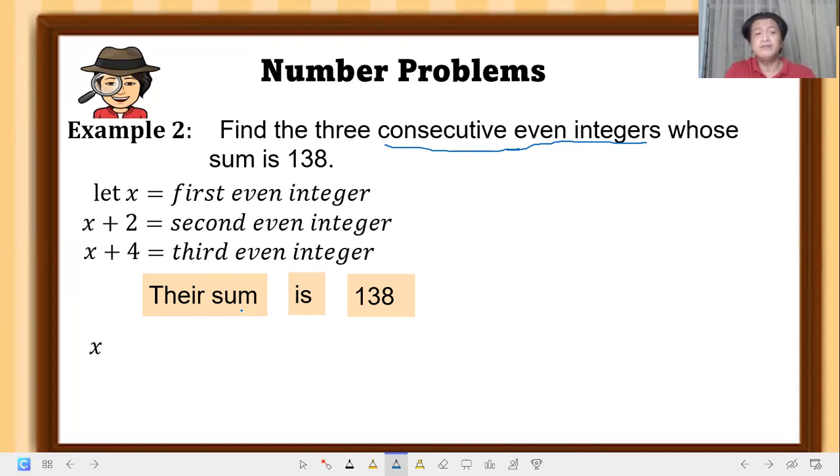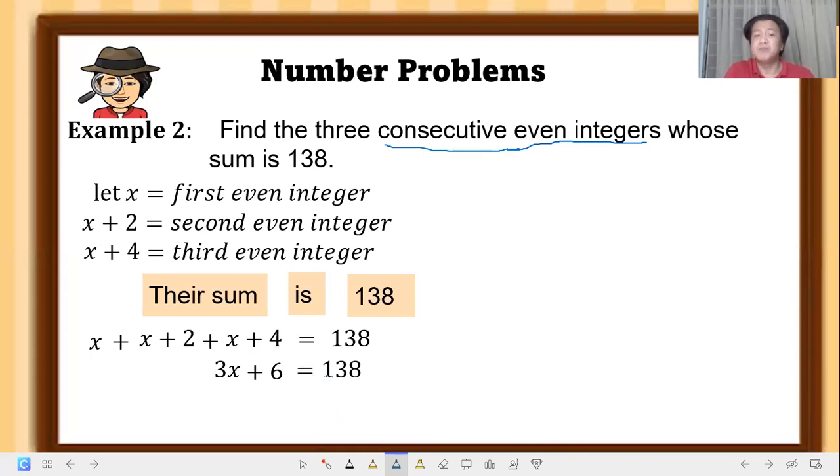Remember? And meaning to say, i-add lang natin yung first even integer, x, tapos yung second, x plus 2, kasi add mo rin yung third even integer, that is x plus 4, equals yung salitang is and 138. Okay, therefore you can now combining like terms x plus x plus x. That is equal to 3x. Then yung constant term 2 plus 4, that is 6. Then bring down yung 138.